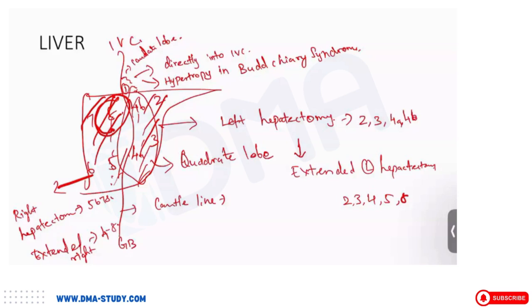Segments 2, 3, 4, 5, and along with 8 on the right, extended left hepatectomy. Well, left hepatectomy is 2 to 4, right hepatectomy is 5 to 8. Clear? Couinaud numbering and the Couinaud thing. Clear about that? Yes, people? Yes, sir.